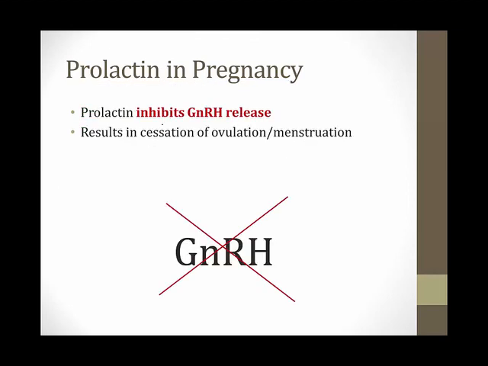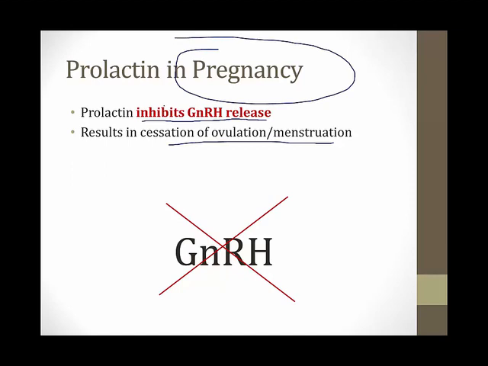Prolactin is also important during pregnancy because it inhibits the release of GnRH from the hypothalamus. GnRH is the hormone from the hypothalamus that drives the release of the reproductive hormones LH and FSH from the pituitary. So when GnRH release is inhibited by prolactin, this results in cessation of ovulation and menstruation, which is something you want to have happen during pregnancy.